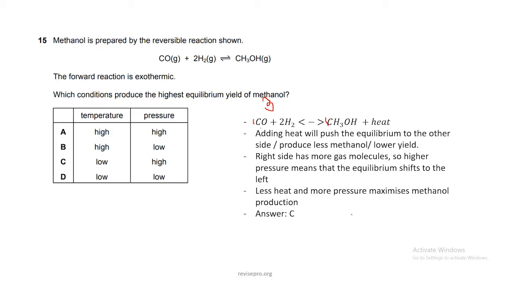So you need to choose an option that has the least heat and the most pressure, and the answer to that would be C.